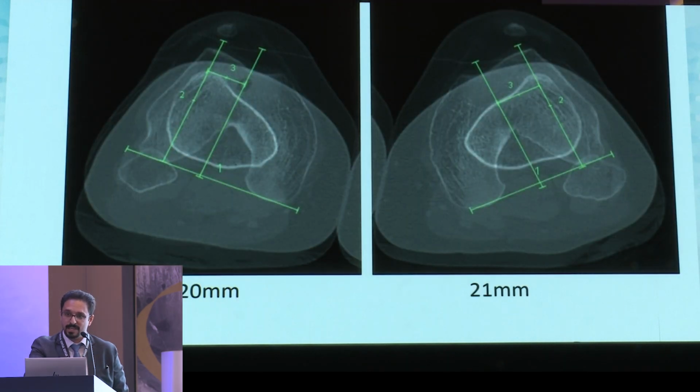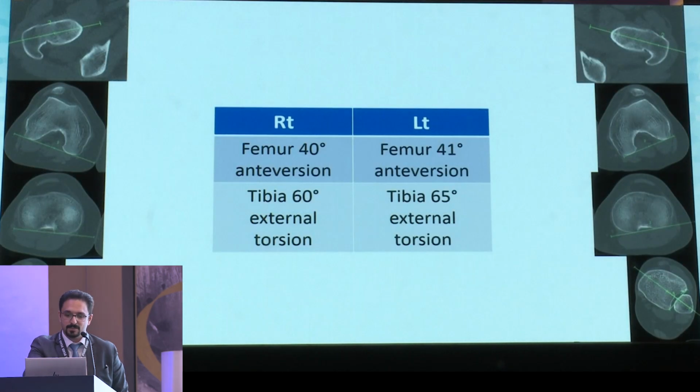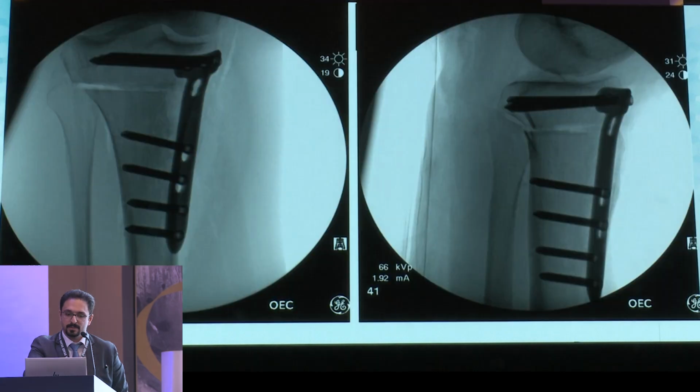So what do we do in this case? We have to transfer the tibial tubercle, and we have to derotate the tibia. So this is a little bit complex situation here, which is validated also by CT scan. So this is what we do in this case. We do the femur derotation, and in the tibia, we do a supratubercle derotation osteotomy.